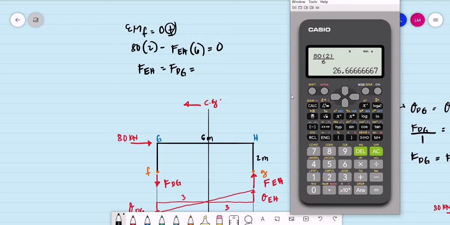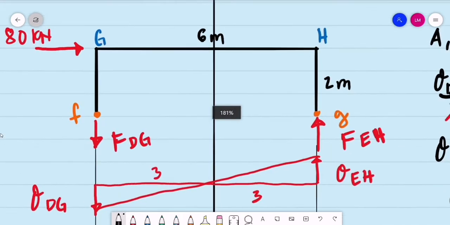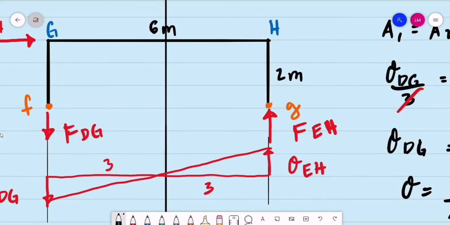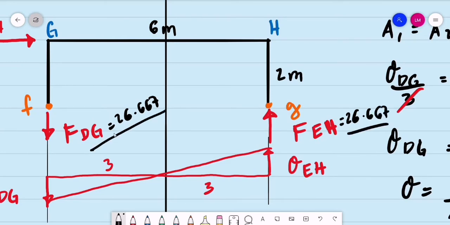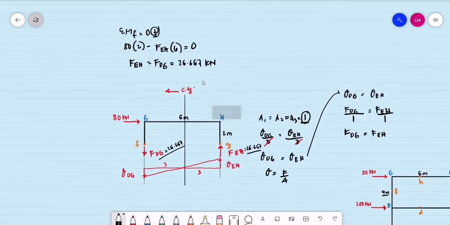We have that as 26.667 kilonewtons. Right, so we have now the axial forces for these two columns. That is column DG, 26.667 kilonewtons. The same with EH, 26.667 kilonewtons, for both columns. So next time, if you are to encounter this case, you can proceed directly to the equation of equilibrium.